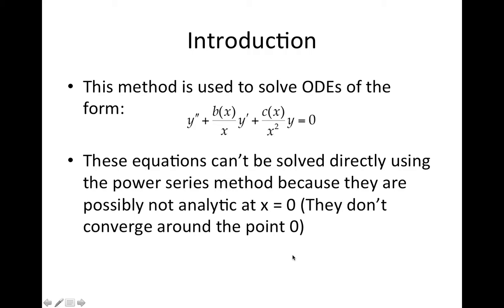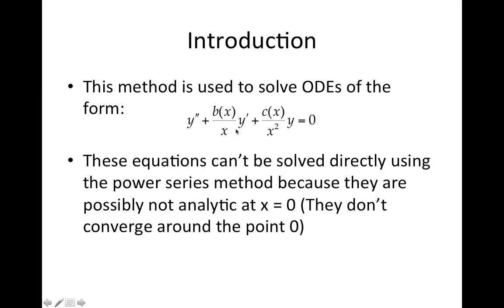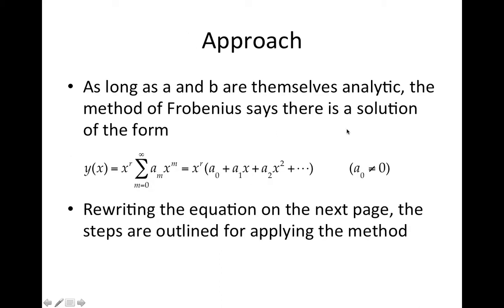So you couldn't just sit down and use a power series method because it violates the rule and may not have a non-zero radius of convergence. So the approach here is as long as A and B are themselves analytic, so let's go back and see what A and B were. So B is the function here, and I'm sorry, that's B and C. B is the function here, and C is the function here. So as long as these two functions are analytic, we're going to say that there is a solution.